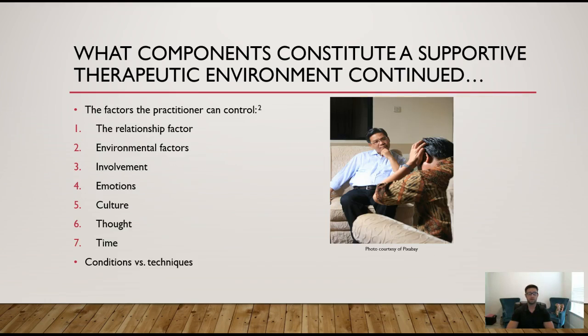practitioner. So what factors can the practitioner control? Well, they can control the relationship factor that they have with the client. They can also control the environmental factors when they are in session with the clients. They can control their involvement, their emotions, and the culture surrounding their sessions with the clients. They can also control the thought and the time that they put into the session with the client. Literally, they are involved and can control the conditions and techniques that they use whenever they are with the client.